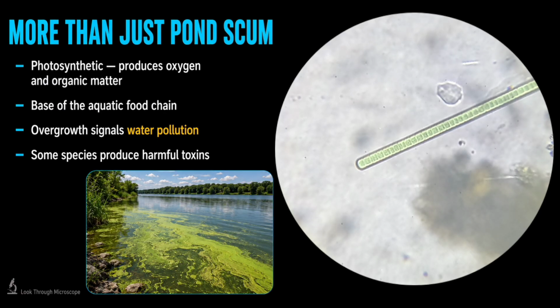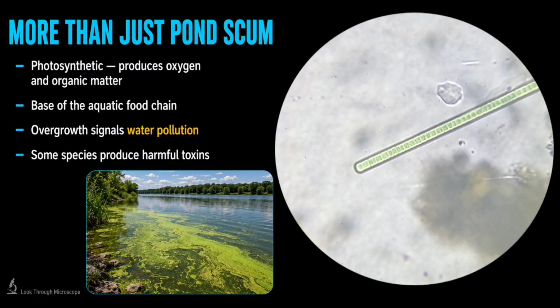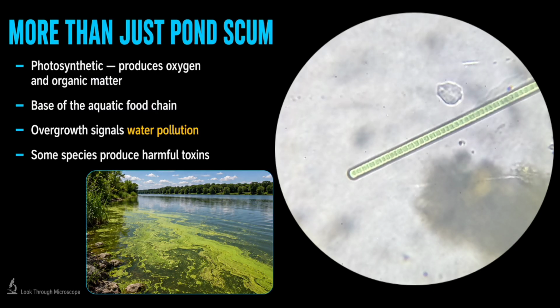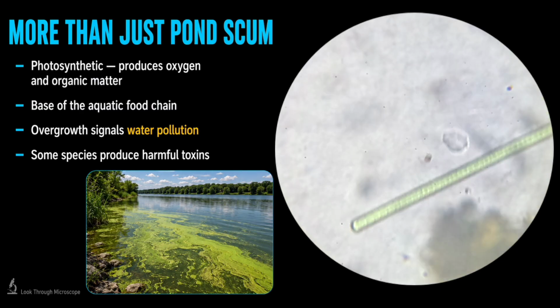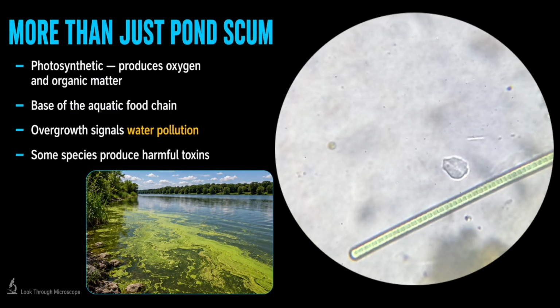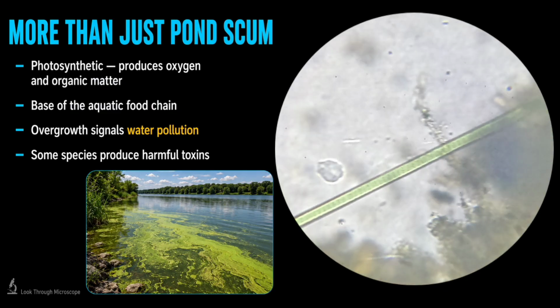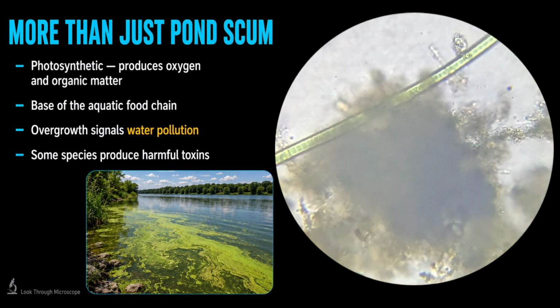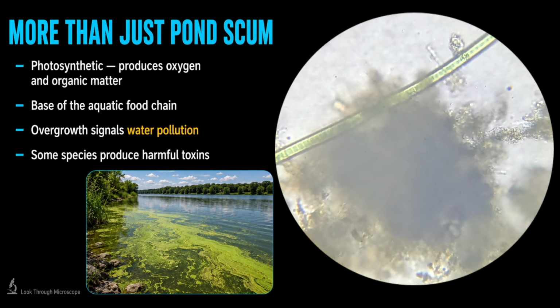Here is why we should actually care. Oscillatoria isn't just a curiosity under the lens, it plays a real role in the ecosystem. It is photosynthetic, meaning it produces oxygen and organic matter, forming the base of the food chain in the water bodies it lives in. But there's a flip side. When conditions get too nutrient rich, usually from pollution or agricultural runoff, Oscillatoria can overgrow into thick algae blooms, and some species are even capable of producing toxins. So, this tiny swaying thread is also something scientists use as a warning sign for water quality.